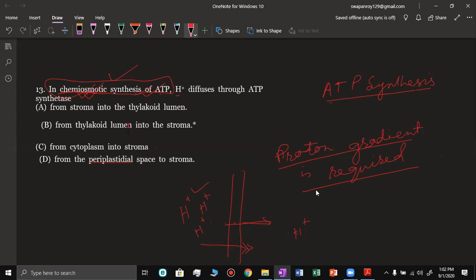In case of photophosphorylation, in photosynthetic ATP synthesis, the hydrogen ion concentration is built in the lumen.